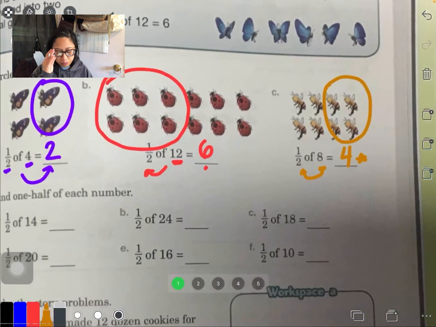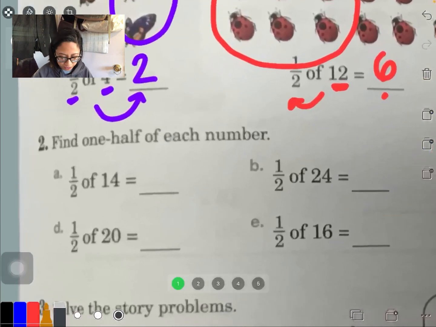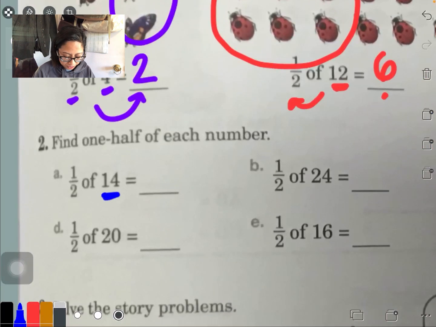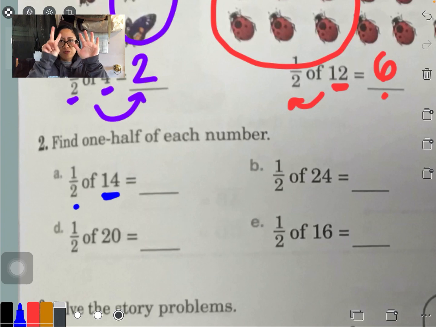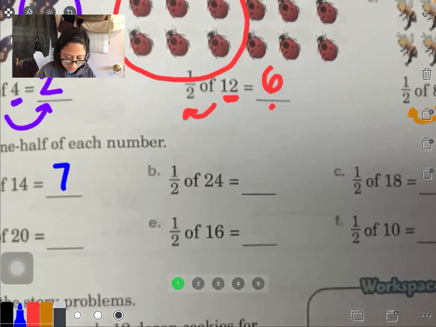So now we can move on to number 2, and we don't need pictures for this. We do not need to draw bugs, hearts, happy faces, or stars, because now we see the pattern. Watch. 14 divided by 2. What's 14 divided by 2? 2, 4, 6, 8, 10, 12, 14. 7 fingers. So 14 divided by 2 is 7. This is like beginning 3rd grade work. So here, 14 divided by 2 is 7.